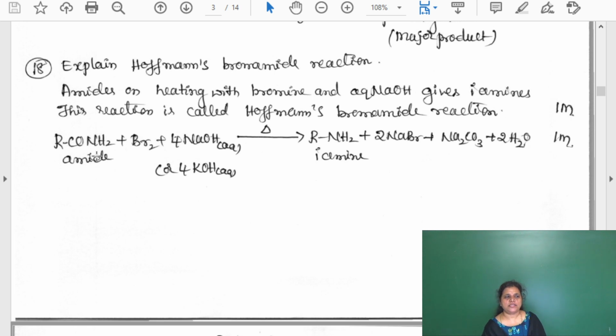And RCONH2, the general formula of amide, reacts with bromine and aqueous NaOH. You can take potassium hydroxide also. This undergoes reaction to give primary amine with the formation of sodium bromide, sodium carbonate and water. If you take KOH, here you will get potassium bromide and potassium carbonate. So the explanation carries 1 mark and the equation carries 1 mark.